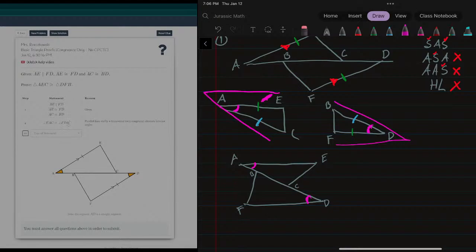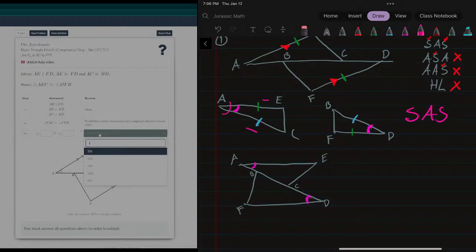So now, when we take a look at this, let me get rid of that stuff. You can see that we're going to have a side. Oopsie. We have a side. We have an angle. And we have another side. So that is side, angle, side. So I can say the two triangles are congruent by side, angle, side.